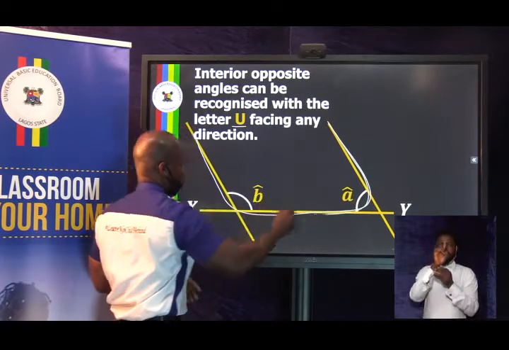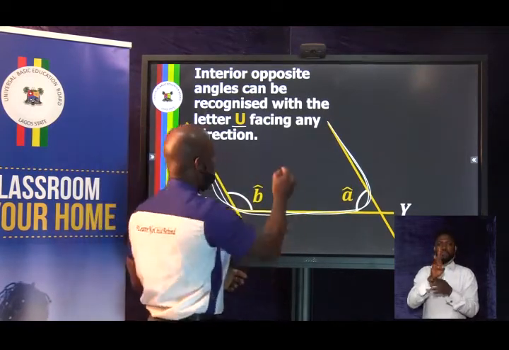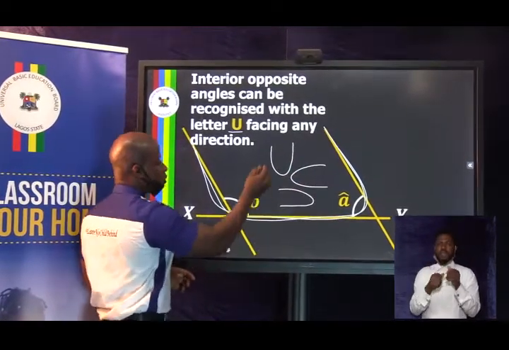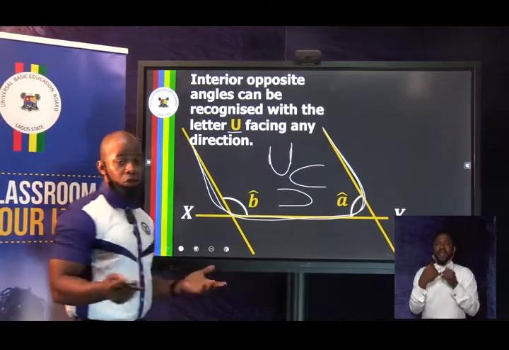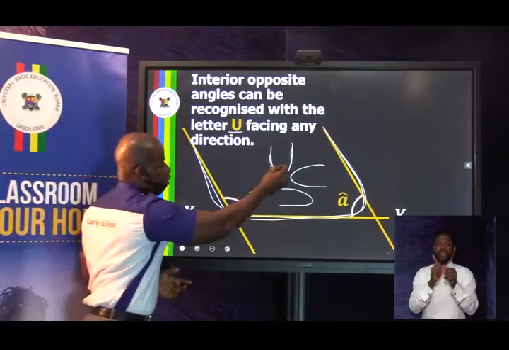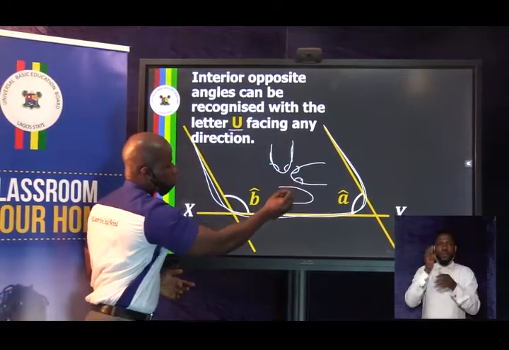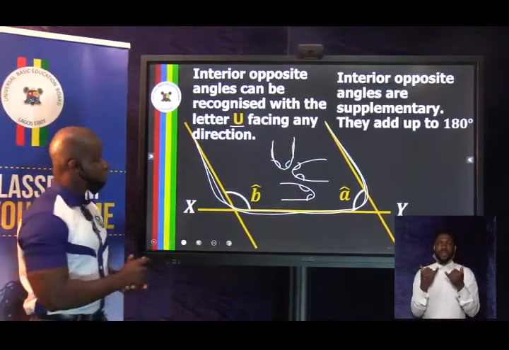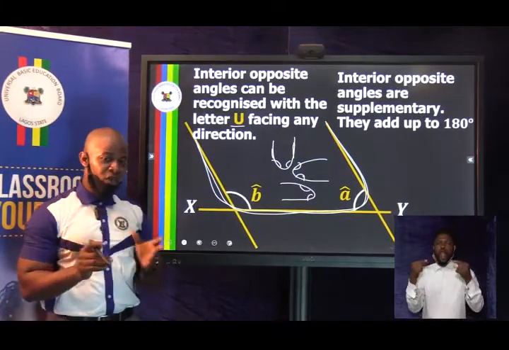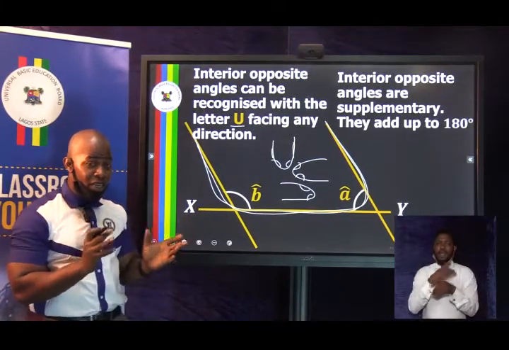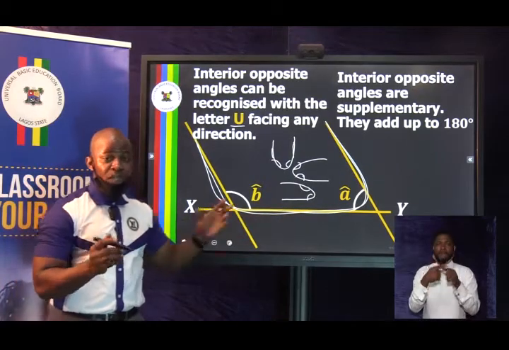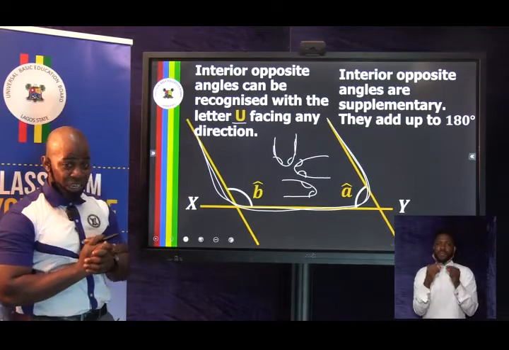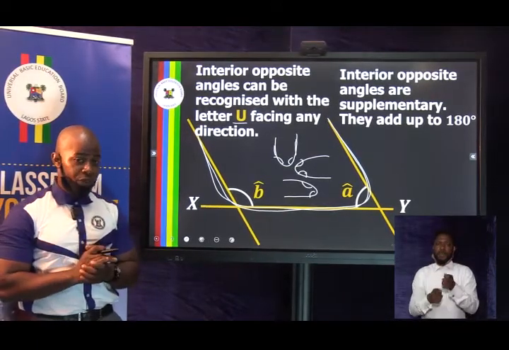See? Sometimes the U can be like this. Sometimes it can be like this. Sometimes it can be like this. But as long as the lines of the U are parallel to each other, then the angles inside are always going to give you interior opposite angles. Now, interior opposite angles, don't forget that A and B, when we add them together, we'll get 180. So interior opposite angles will always give you 180 degrees. That means that they are supplementary.